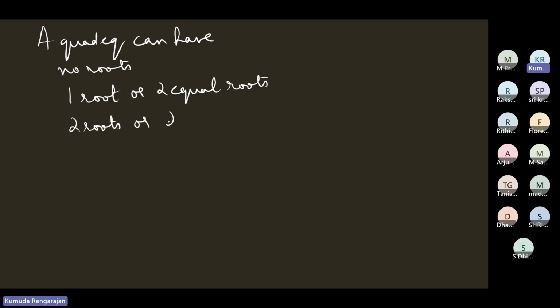Don't write, children. No roots, one root, 2 roots. One root means 2 equal roots. Equal roots are also called coincident roots. Two roots or 2 distinct roots.